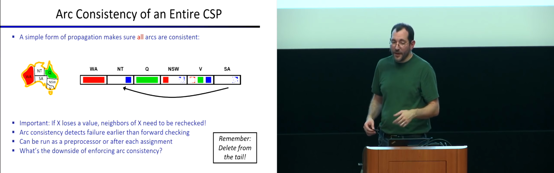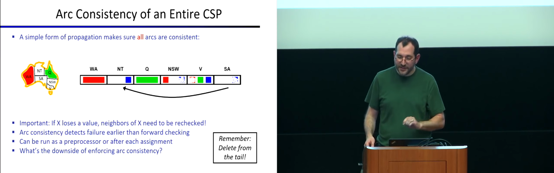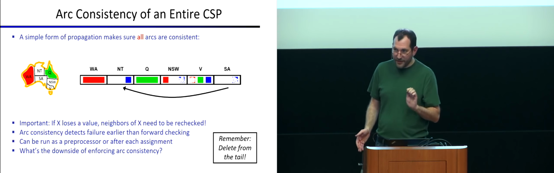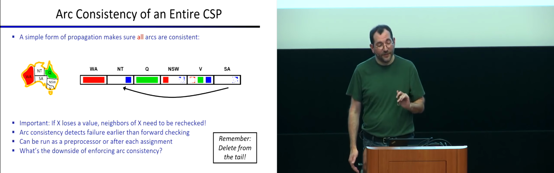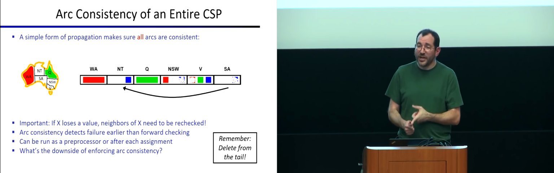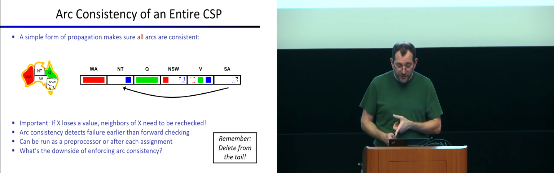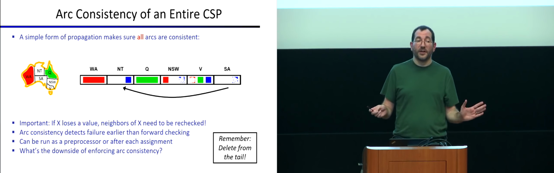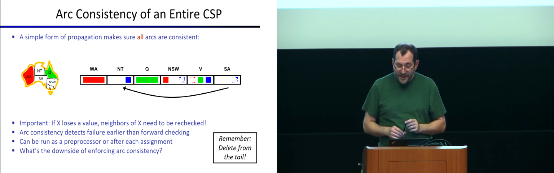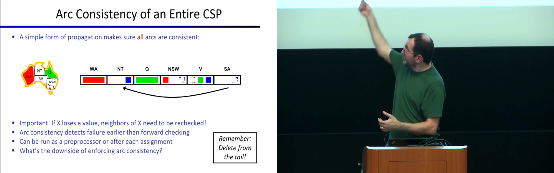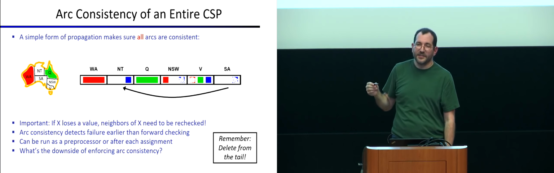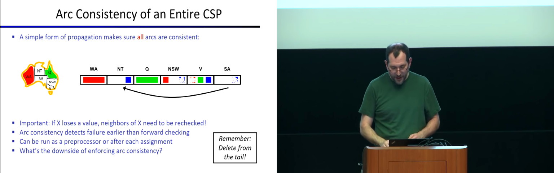This is a kind of constraint propagation, and if you enforce the arc consistency of all arcs at once, that's called making the graph arc consistent. That is a powerful kind of filtering. Okay, what do we need to know? If X loses a value, its neighbors need to be rechecked, which might mean their neighbors need to be rechecked, which might mean their neighbors need to be rechecked. You could worry, is this whole thing going to even converge? Okay. Arc consistency is going to detect failure earlier than forward checking, because this was the case where we were like, forward checking, just think a little harder. Arc consistency will expose this if you make the graph arc consistent.